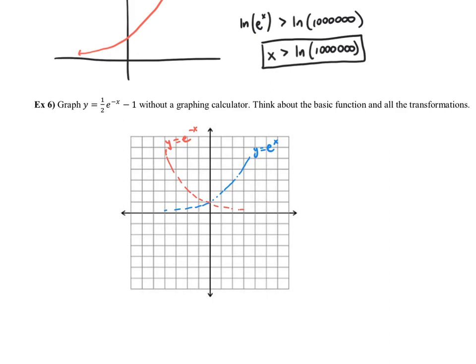Then we're going to shrink it vertically by 1/2, which means it's going to be sort of like this, and that would be y equals 1/2 e to the negative x, and then we'll move all of that down 1 unit. And so we're going to get a final answer that looks something like that. There will be a horizontal asymptote there at y equals -1, so keep that in mind. But then this in black is our final graph there.